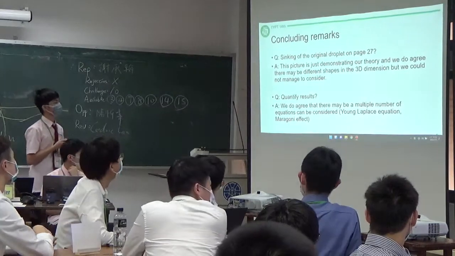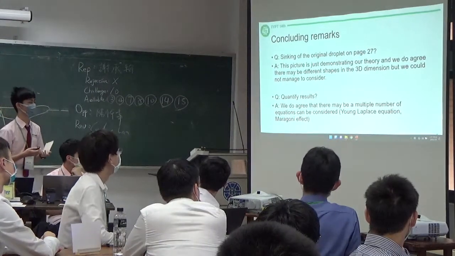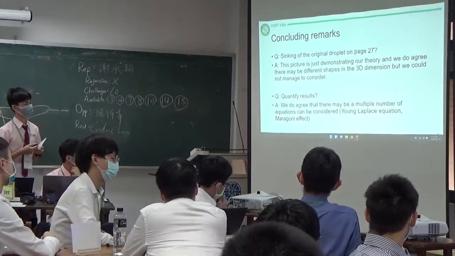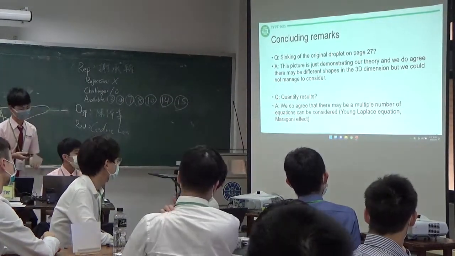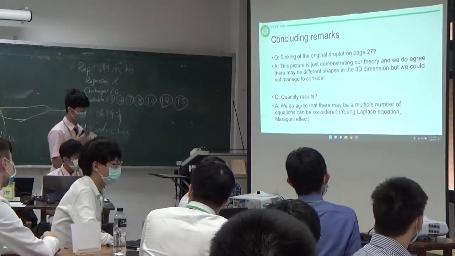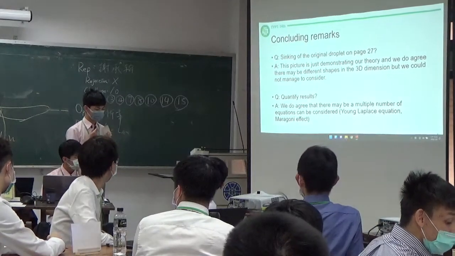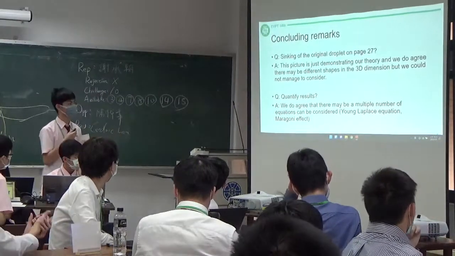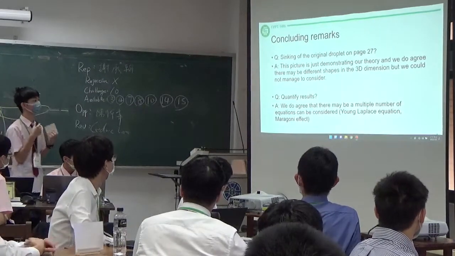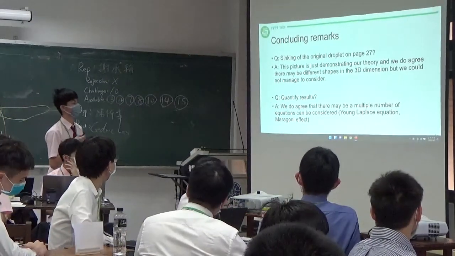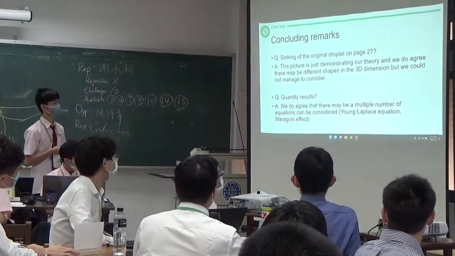Next is, are there any quantified results? We do agree that multiple equations could be considered, as some theory might relate to the experiment that we show here. But in our experiment, there are multiple parameters we cannot manage to measure accurately or calculate. So we did not have an equation to predict what we should see; we just did our experiment to observe what actually happened. Thank you for listening.